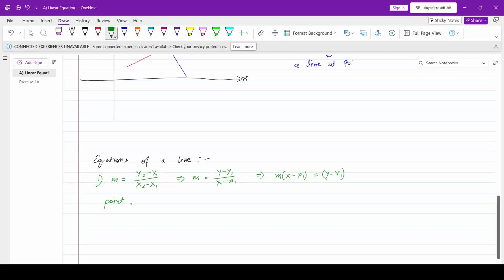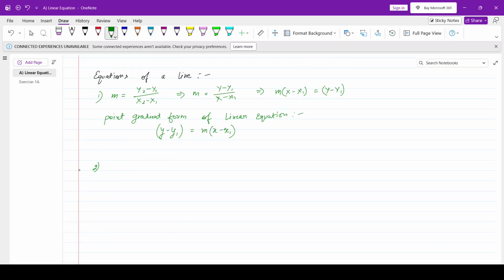So this form of the linear equation is called point gradient form, and x1 and y1 can take any number value. Coming to the second type, we can write a line equation in gradient-intercept form. First was point gradient form, second is gradient intercept form. How do we write this gradient intercept form? It is written in the form y is equal to mx plus c.